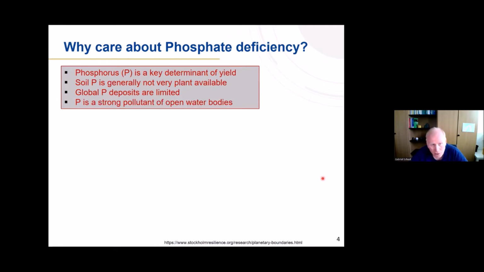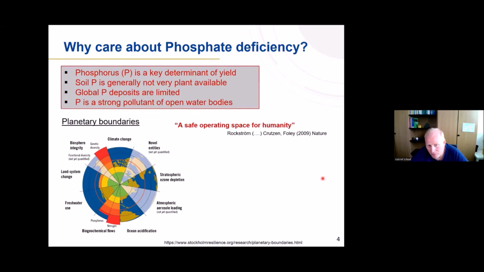Now, a very important reason, maybe the most important of all, that we should care about phosphate is that phosphate is a strong pollutant of open water bodies. The reason for this is that phosphate is actually a growth limiting nutrient in aquatic ecosystems.